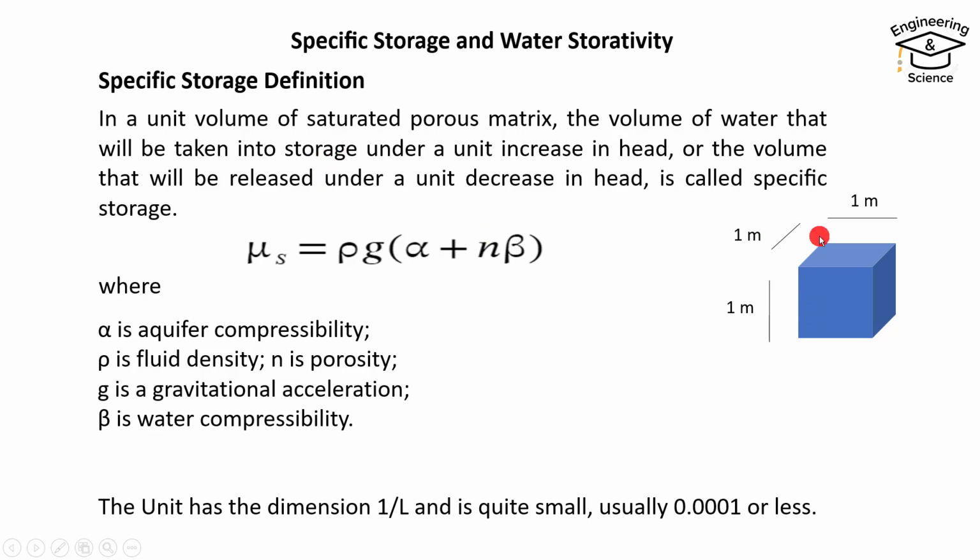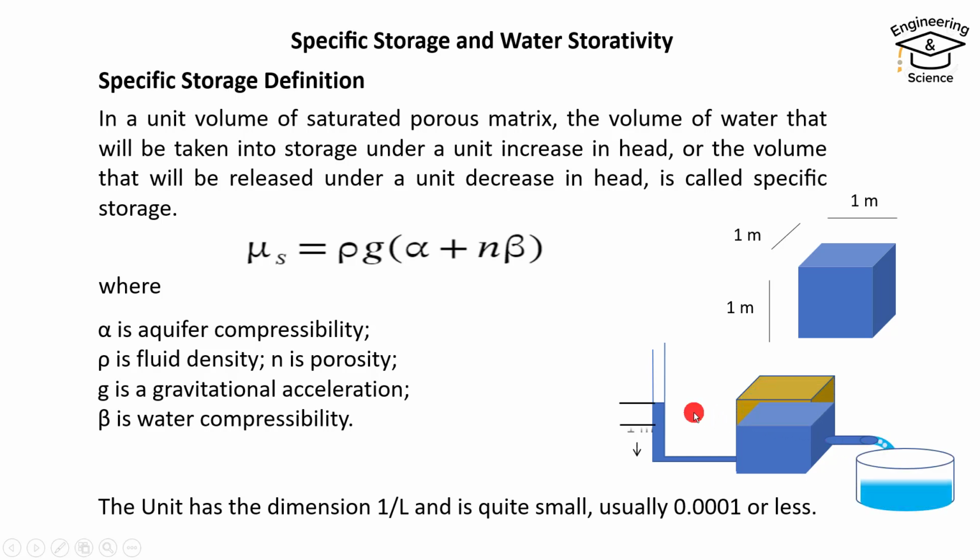We have a unit volume, 1 meter length, 1 meter width, and 1 meter depth. Let's see the aquifer. We have the system. Let us extract a volume of water by a drop of unit head. As you see, that is the explanation for the definition of specific storage.